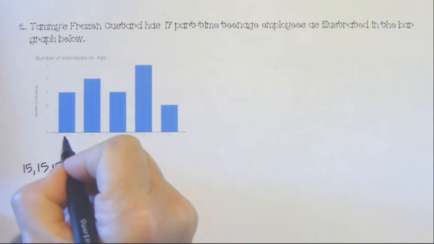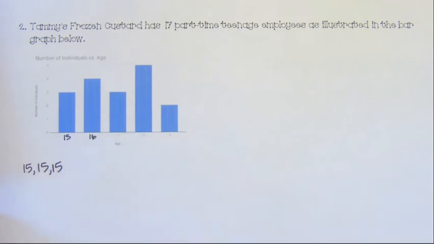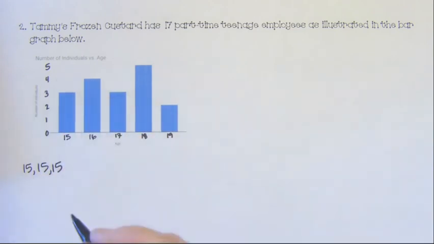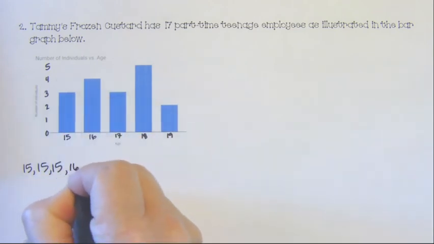The next one here is a 16. Write it so you can see a little bit better. And that one goes up to 4. Let me darken this in, hang on. All right, so 16, there are 4 people who are 16. So I'm going to write the number 16 4 times.